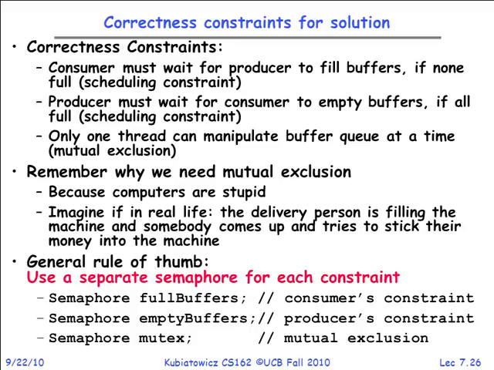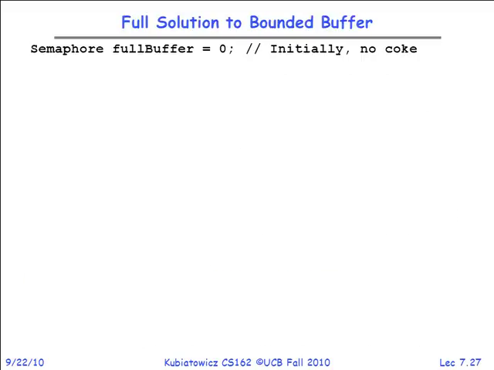So fullbuffers initially is going to be equal to 0. The first value for the semaphore fullbuffers is 0 because there's no Coke in the machine. Emptybuffers is going to be equal to the number of cans in the machine. Okay? And finally, we're going to start the mutex at 1 because we're building a mutex. Okay.